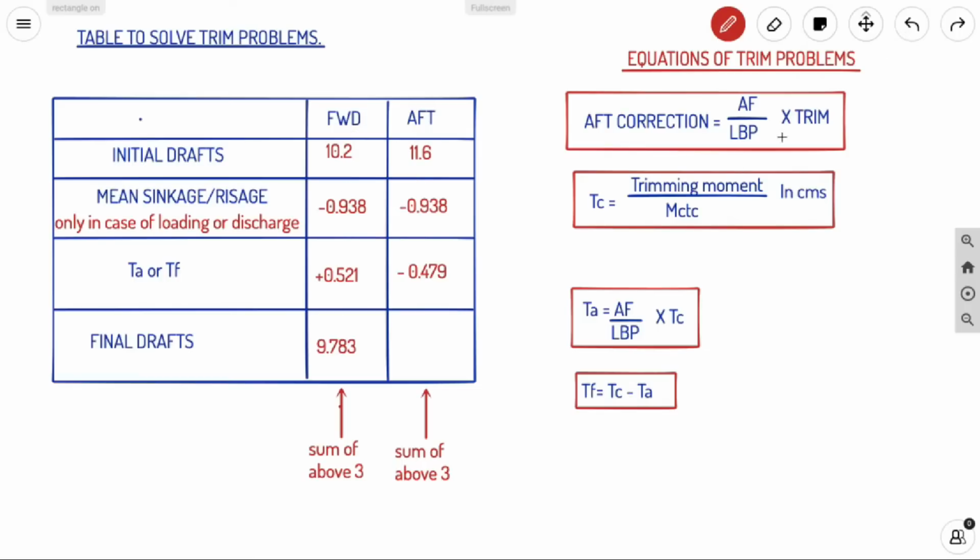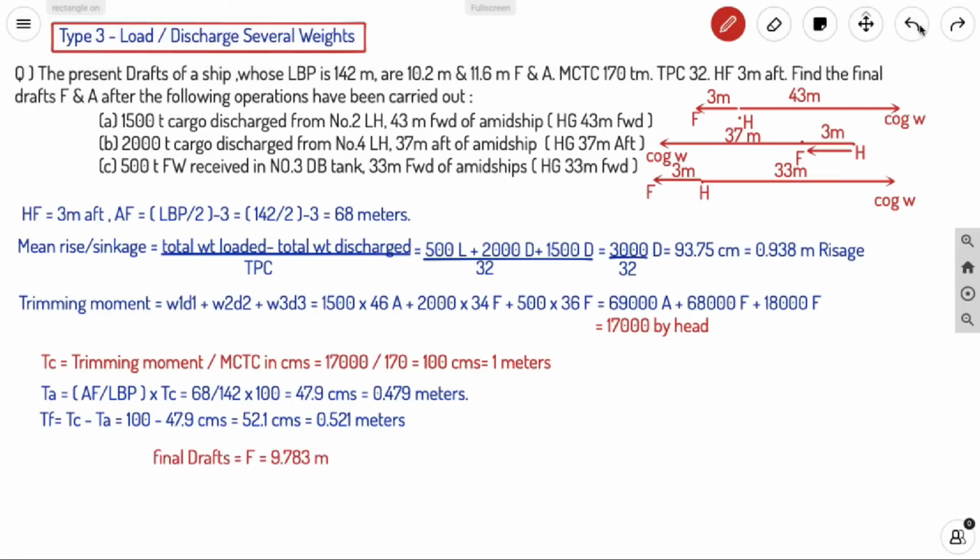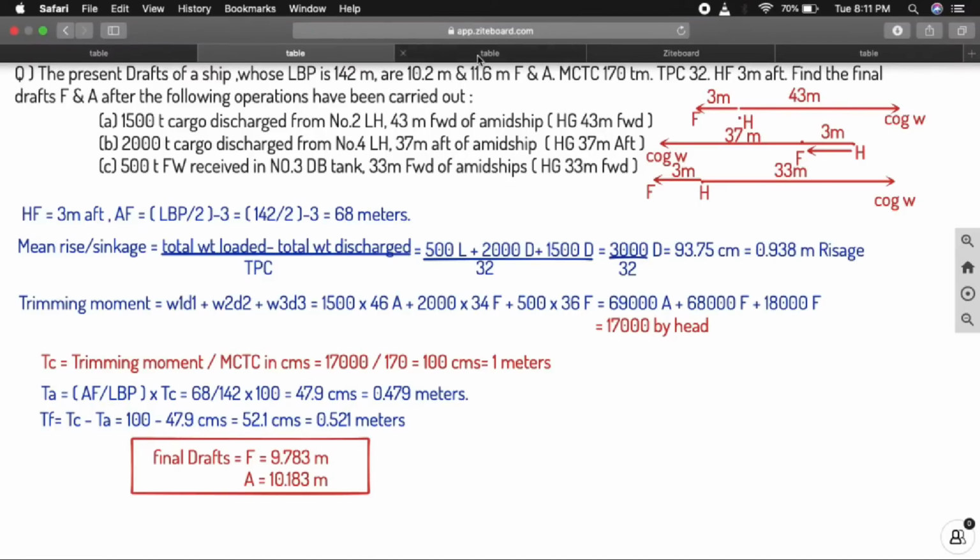So the forward draft is 9.783 and 10.183. So we get our final drafts. We can write our final drafts as forward 9.783, aft as 10.183 meters. So guys, this is type 3 problems. So now let's go into the next type of problem.